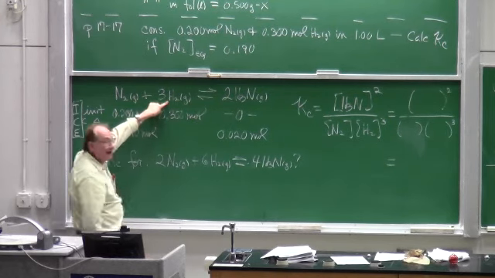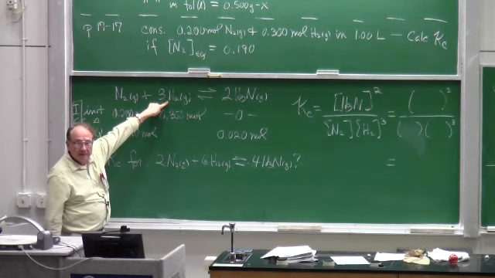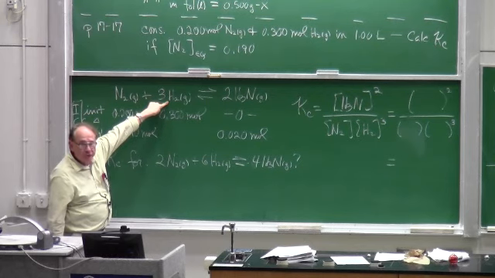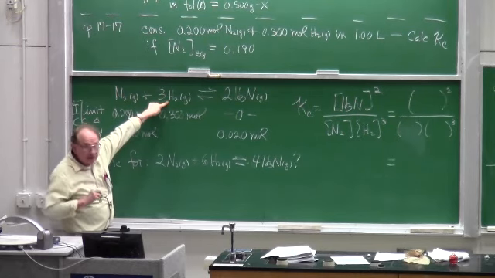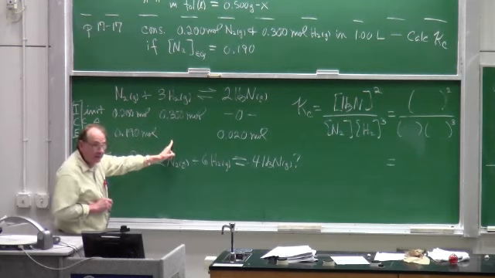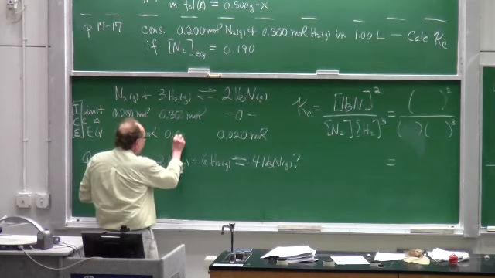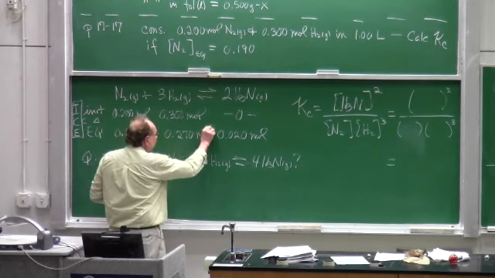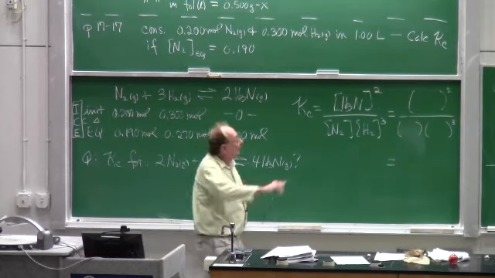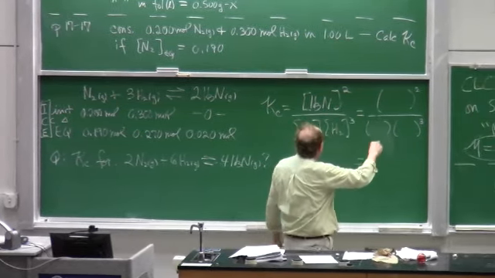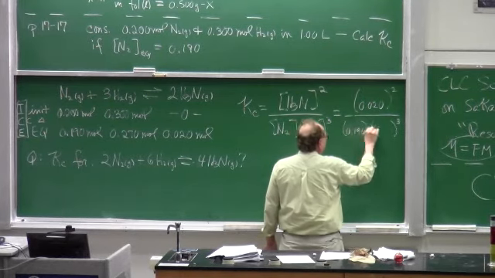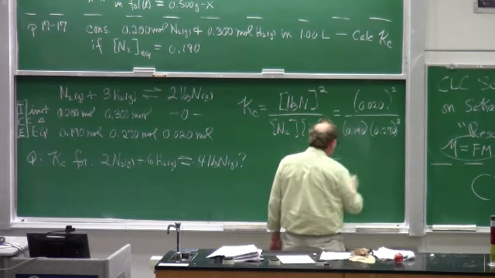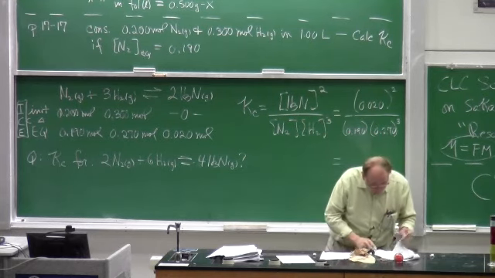So how much of this did I use? How much of this did I use? 0.030. Don't forget the significant figures. So how much of this do I have in equilibrium? 0.270 moles. And now I can put the information in and do the calculation that I was asked to do. And when I grind this out, what do I get?